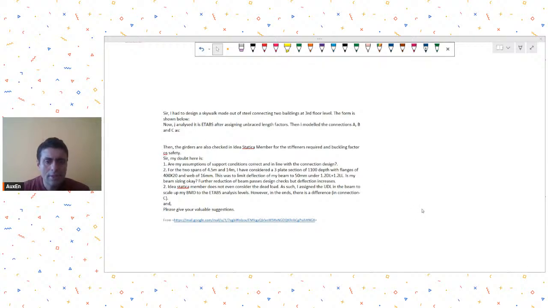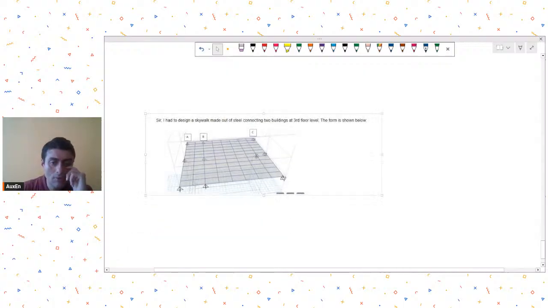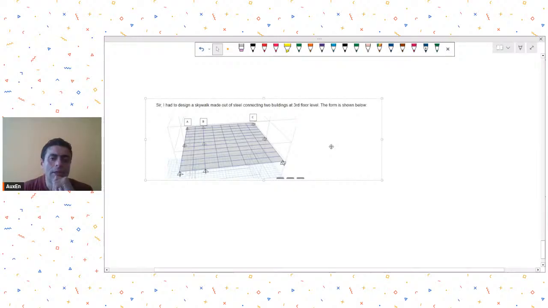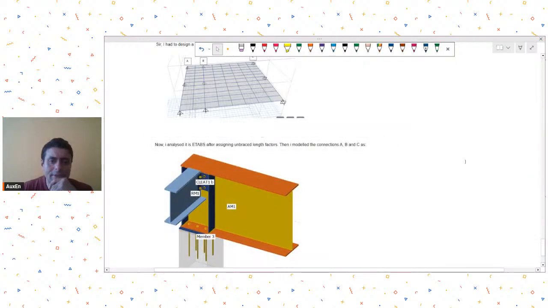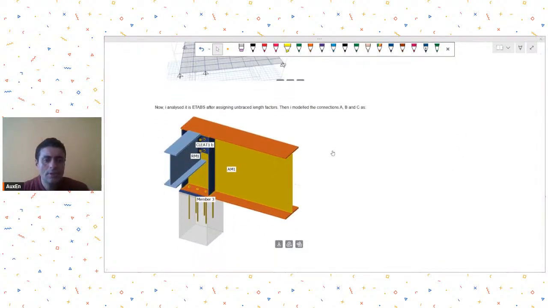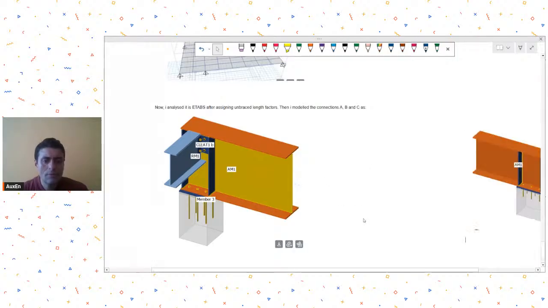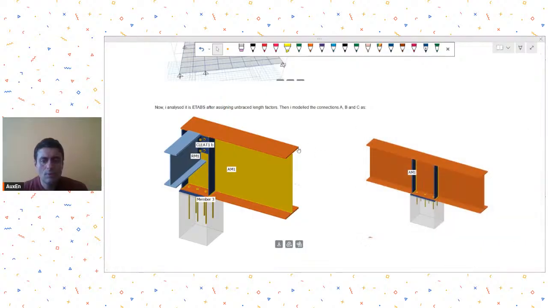I had to design a skywalk made out of steel connecting two buildings at third floor level. I'm not sure in this which is the skywalk and where are the buildings. Now I analyzed it in ETABS after assigning unbraced length factors. Then I modeled the connections A, B, C as shown. So this is his connection. This is the next image he has put. Then he has put another image. And then he has put another image.